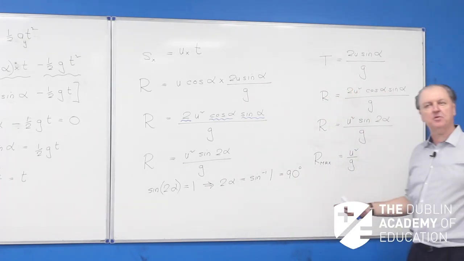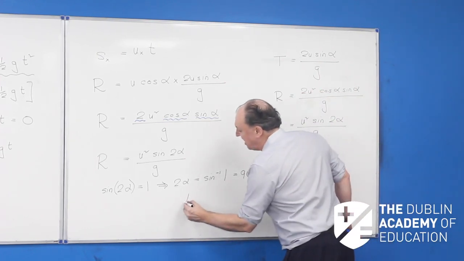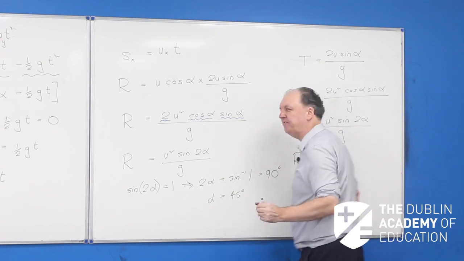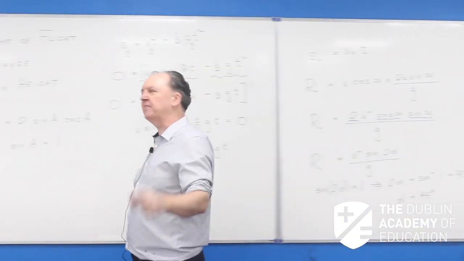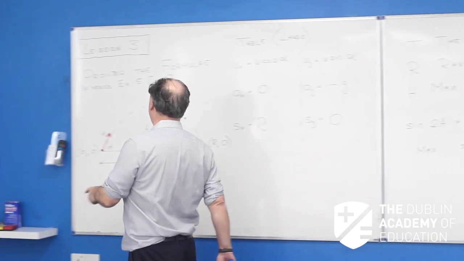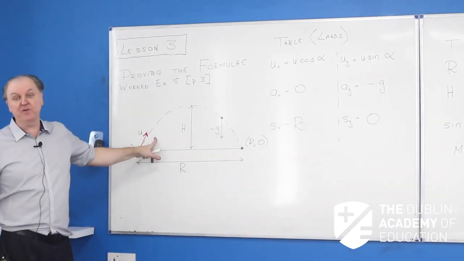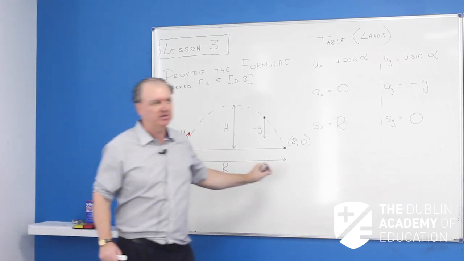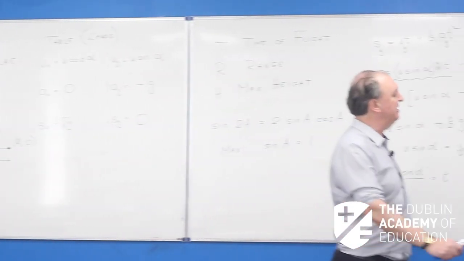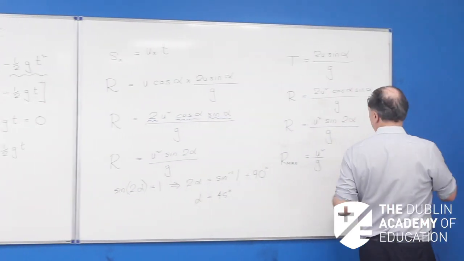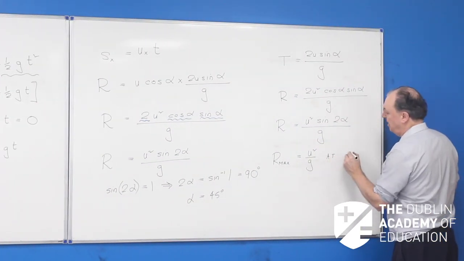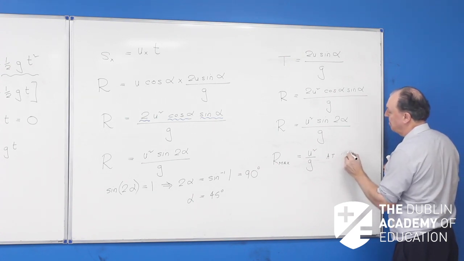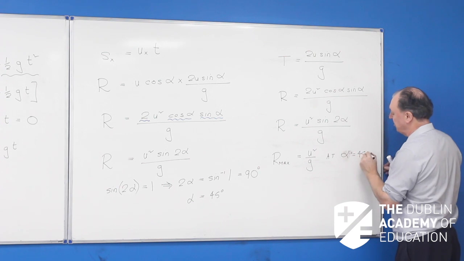2 alpha is equal to 90 degrees. That means alpha is equal to 90 divided by 2, which is 45 degrees, which is what you might have thought anyway. I can make my javelin go furthest by having the angle of launch at 45 degrees. So R max is achieved at alpha equal to 45 degrees.